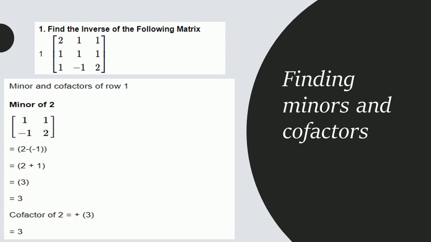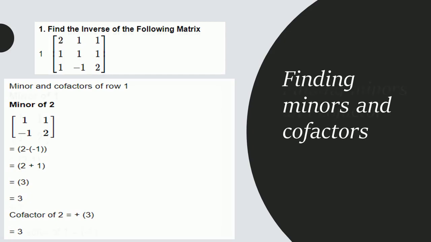So the signs go like this. 2 has plus, the next one has minus, the next one has plus. The one under 2 has minus, the next one has plus, the next one has minus. The one under 1 has plus, the minus 1 under that has minus, and the 2 has plus. So those are the signs for each of them. Whatever you get as the minor, you add the sign that I have allocated. Please, this was well explained in the first video.